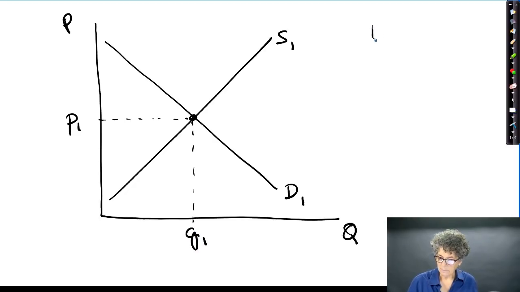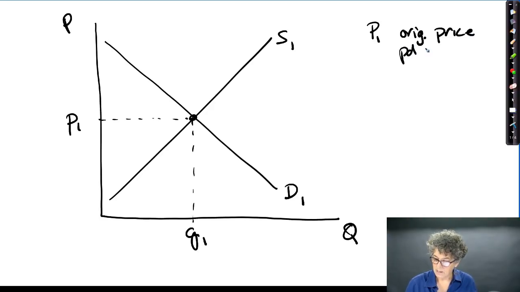So price P1 is the original price, and that's the price that was before the tax. It was paid by the buyer, and it was received by the seller and retained by the seller. So we're starting with a no tax situation.